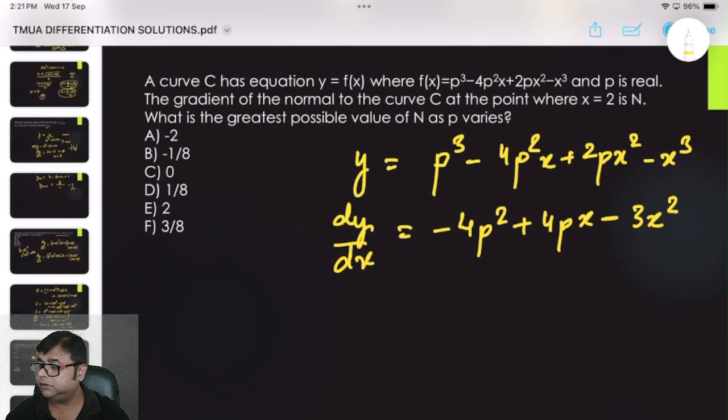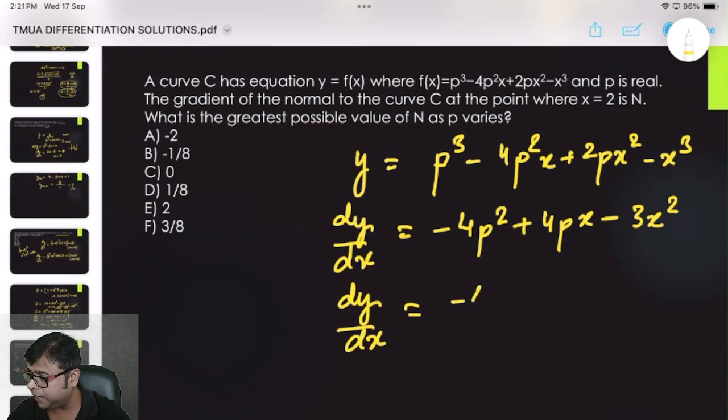Then they're saying the gradient of the normal. Here they are talking about the normal, not the gradient of the curve, that is the tangent. So for the normal, I have to find the reciprocal of it with a minus sign, because the product of the slopes of tangent and normal is minus 1. So let's first put x as 2. So dy by dx at x equal to 2, I will be getting minus 4p square plus 8p minus 12.